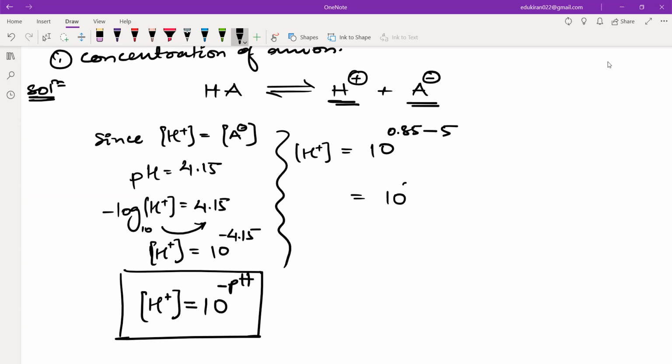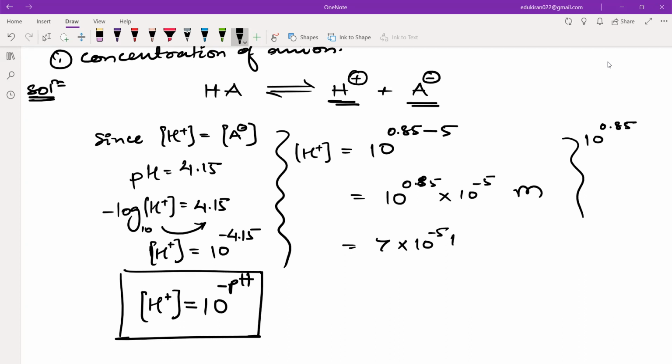So 10 to the power 0.85 into 10 to the power of minus 5 molar. So 10 to the power 0.85, tell me, what is the nearest log? 7. Log of 7. Yeah, 7. So 7 into 10 to the power minus 5 molar.